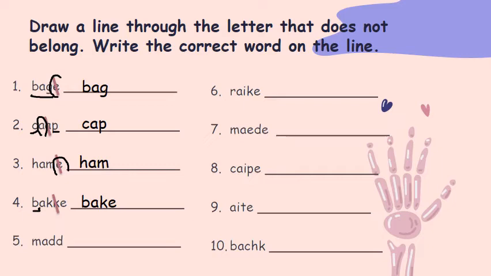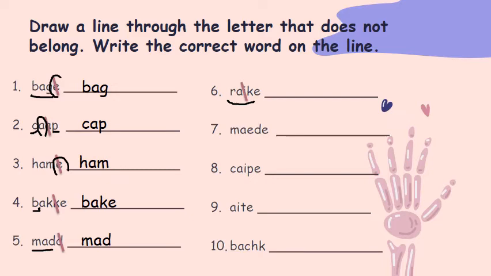Here we have the word mad. We know that we write the word mad this way: M-A-D. We have to cross out the letter D. Can you hear the short A sound in the word mad? Okay, let's move on.